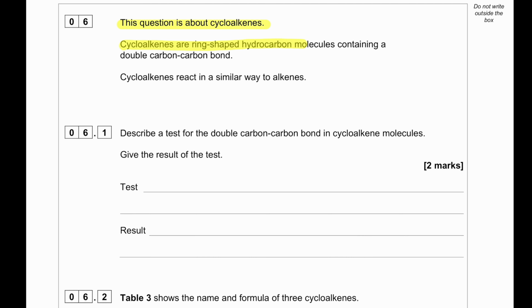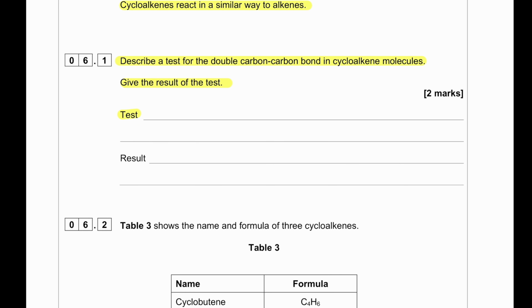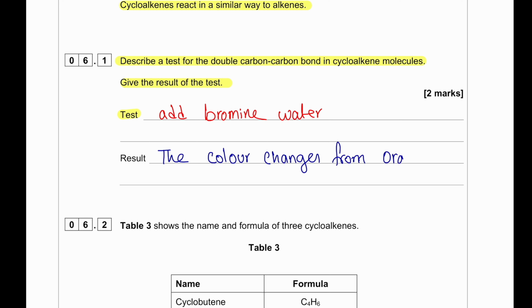Cycloalkenes are ring-shaped hydrocarbon molecules containing a double carbon-carbon bond. Cycloalkenes react in a similar way to alkenes. Describe a test for the double carbon-carbon bond in cycloalkene molecules. Give the result of the test. So first of all, we're going to talk about the test. Since cycloalkene consists of a carbon-carbon double bond, we can test it by adding bromine water. And the result will be that the color of the bromine water, which is orange, will become colorless.